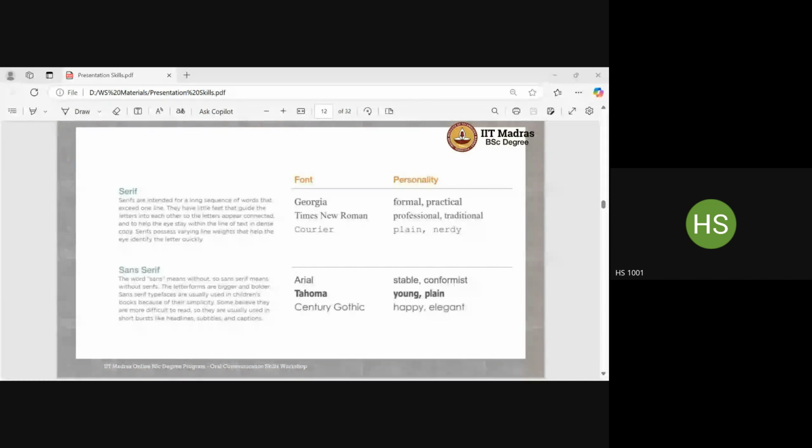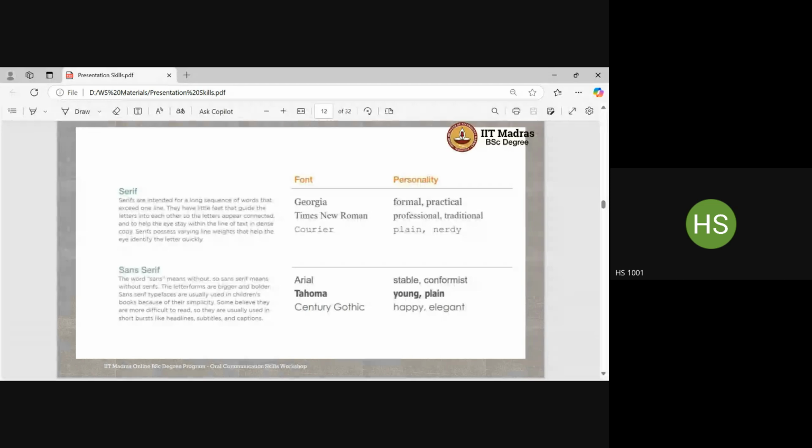What you need to pay attention to here specifically is that you can use a combination of serif fonts and sans serif fonts in your presentation. But you choose a combination of fonts and stick to it. Each font conveys a certain idea. For example, a serif font like Georgia implies that it is very formal and very practical. Times New Roman: professional, traditional. Okay? You are sticking to convention here.